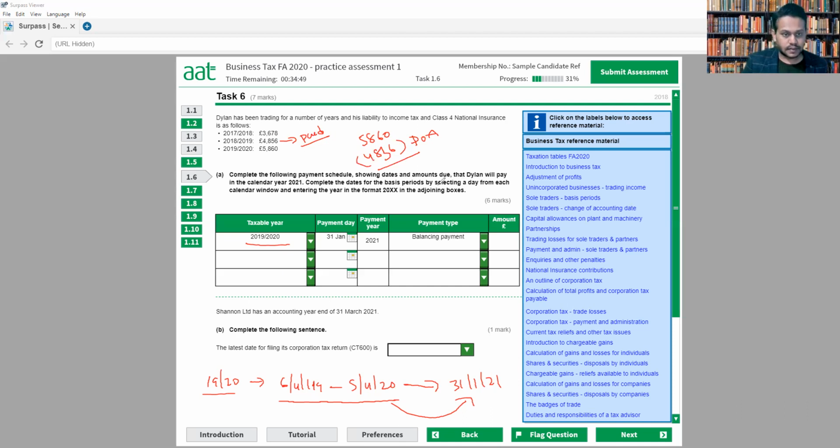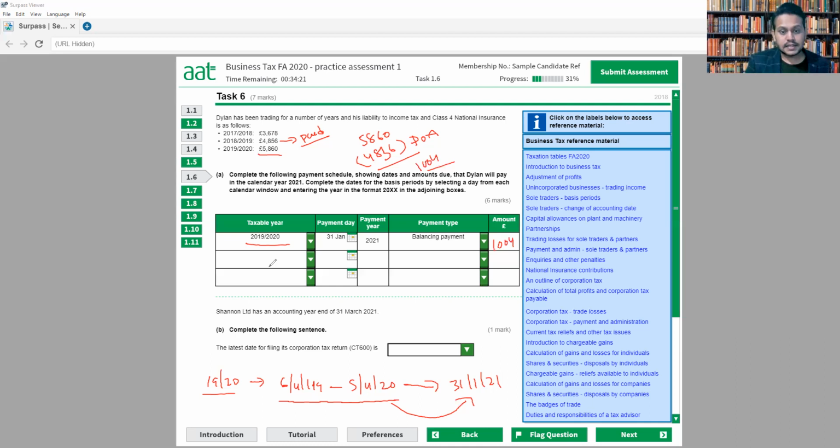So we have 5860 minus 4856, that is 1004. This balancing payment of 1004 I have to pay now. So I'll tell HMRC, listen, I already paid two payments on account in advance before, and now I'm going to pay only the balance. My tax liability for this year is 5860, and out of that 4856 is already paid. The difference is 1004. I'm going to pay it now.